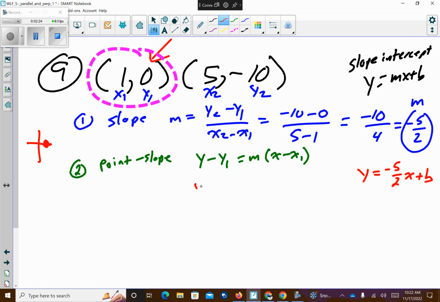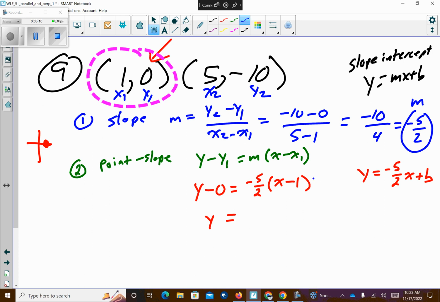Okay, so I'm going to go y minus y1, which is 0. What's y minus 0? It doesn't change. It just stays y, right? And I know the slope is negative 5 over 2. And then I have x minus 1.